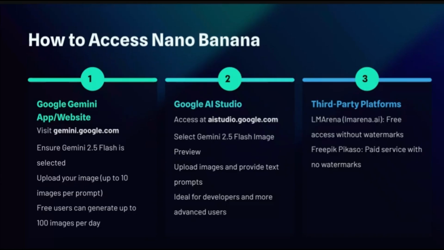So how do you access Nano Banana? You can do it in several ways. One is Google Gemini app or the website. You can use the Gemini app or website by visiting gemini.google.com. Make sure that Gemini 2.5 Flash is selected. You can upload up to 10 images per prompt. Free users can generate up to 100 images per day.